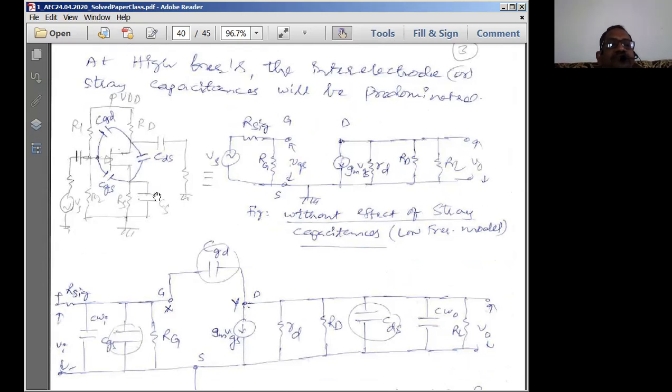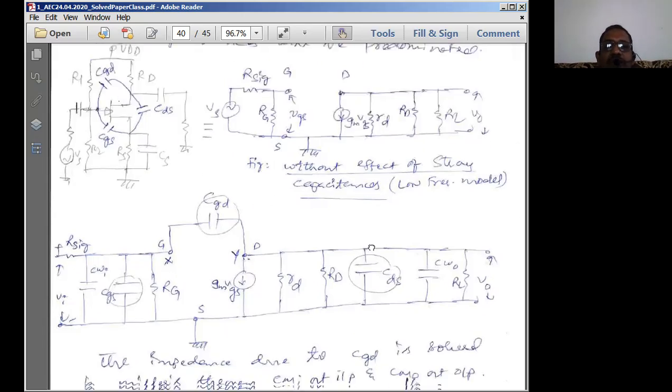When CS is replaced by a short circuit, what is the resistance of a short? Zero. When a zero resistance comes in parallel with RS, the effective resistance is also zero. Therefore, we simply put a short circuit between the source and the ground. Similarly, after RSG and after RD, the capacitors are replaced by short circuits. Thereby we get the equivalent circuit for AC analysis at low frequencies. Therefore, this model is called the low frequency model, without the effect of the stray capacitances.